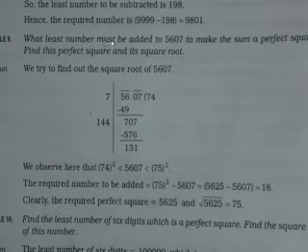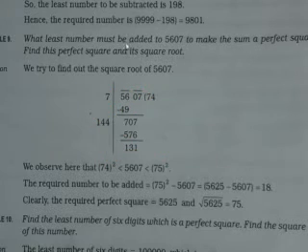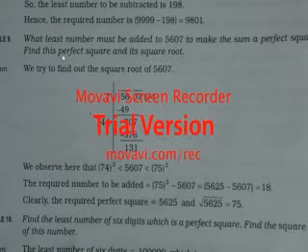What least number must be added to 5607 to make the sum a perfect square? Find this perfect square and its square root. Okay, what has been said? What least number must be added to 5607 to make the sum a perfect square. Find this perfect square number and its square root.